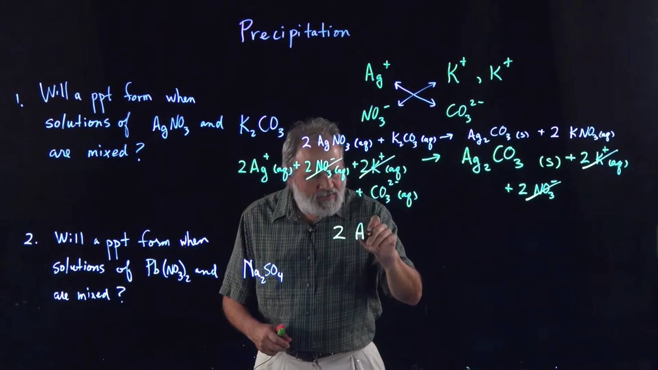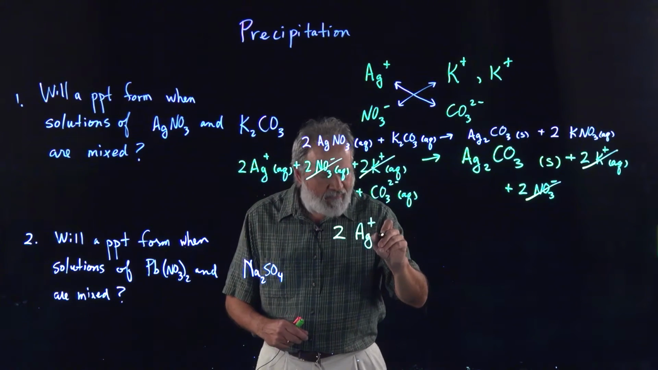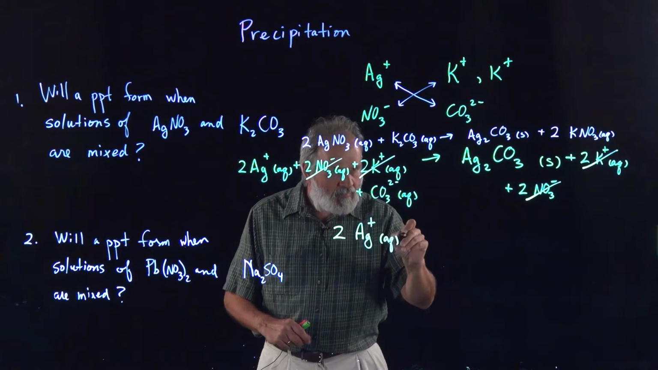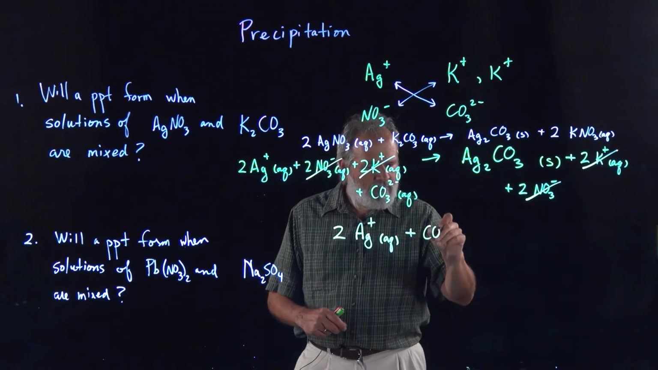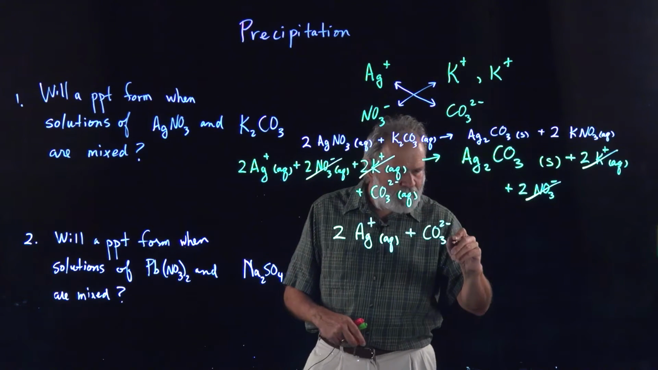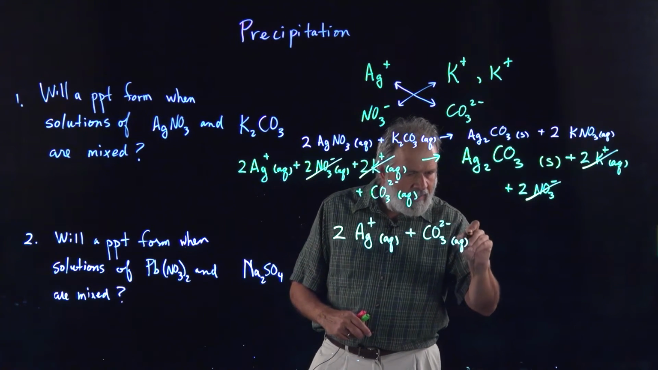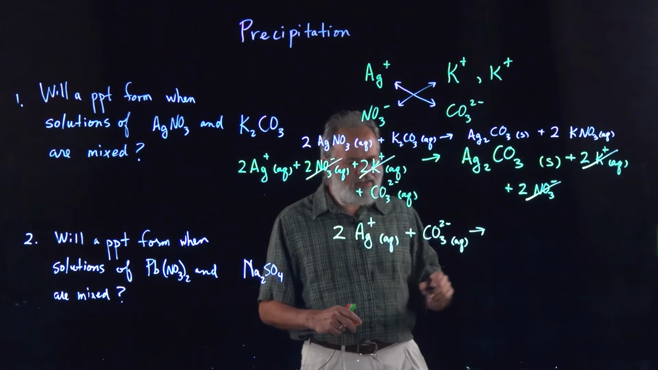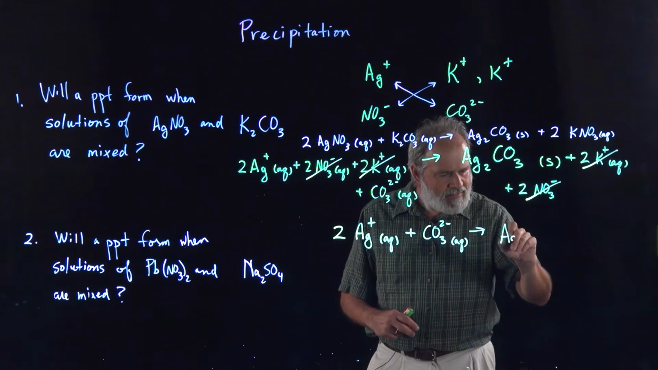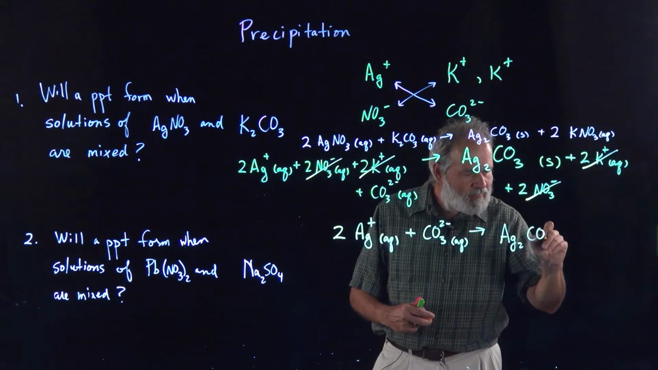So it says that two silver ions, no matter where they came from, and carbonate ion, no matter where it comes from, cannot coexist in a solution at the same time. They will come out as solid silver carbonate.